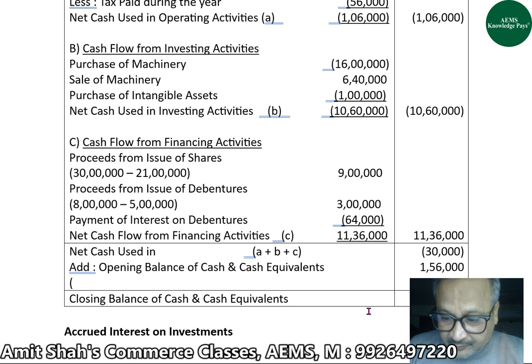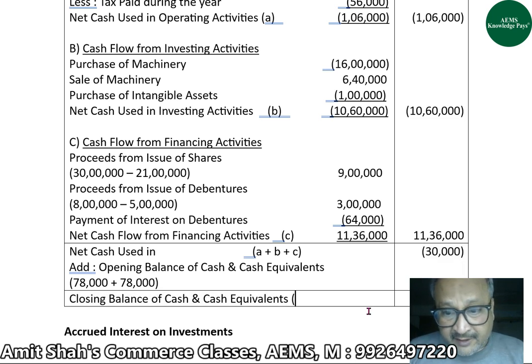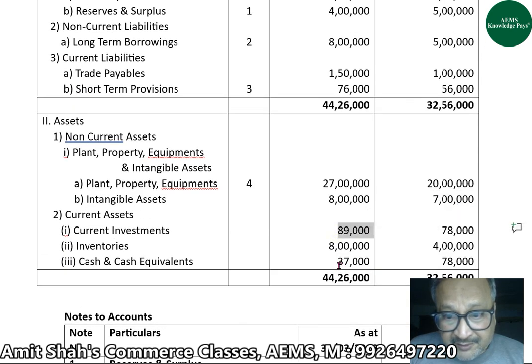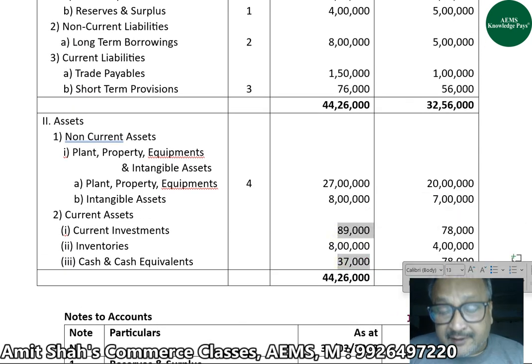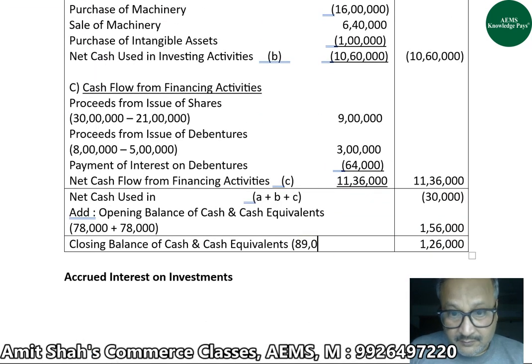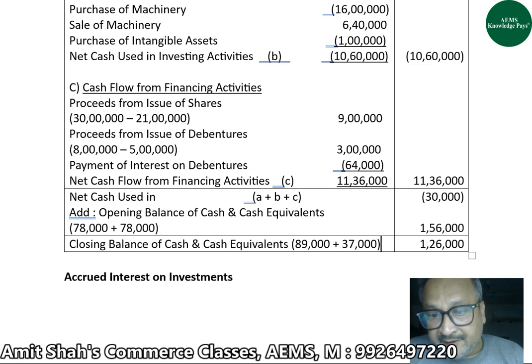Here you can write how you got opening balance of cash and cash equivalents. That is 78 plus 78 means 1,56,000. And here also you can write the closing balance of cash and cash equivalents, and that is 89 plus 37 means 110 and 16, 126. And this is equal to 126. It means the amount of net cash flow which we have calculated and presented here is absolutely correct.